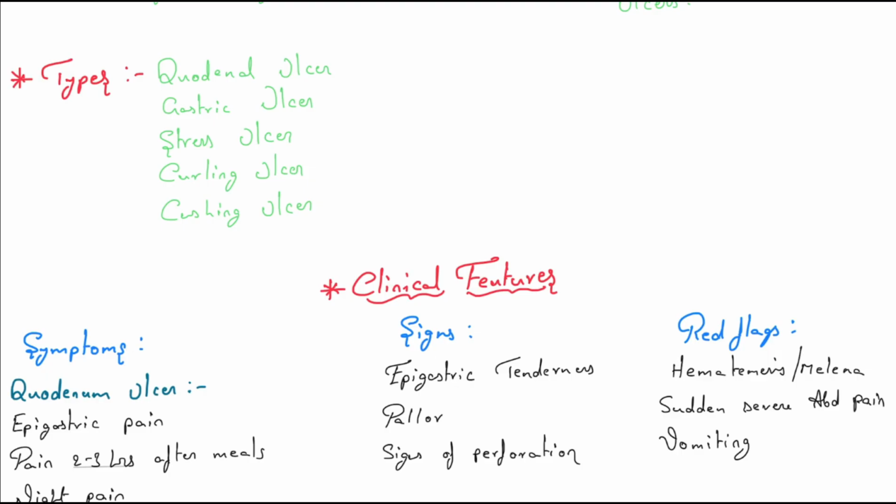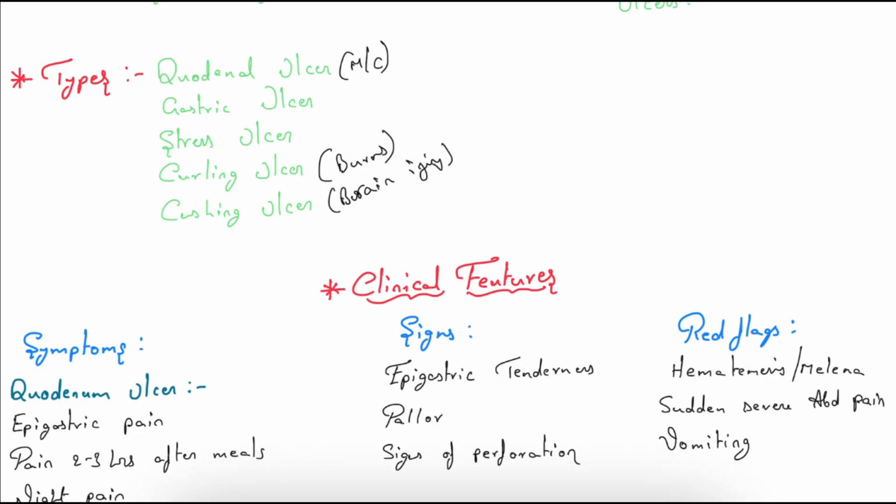We have some types of ulcers, that is duodenal ulcer. The duodenal ulcer is the most common ulcer. Next, we can see gastric ulcer and stress ulcer, and we can see Curling ulcer. The patient will get a Curling ulcer with burns. Next, we can see Cushing ulcers. Cushing ulcers mean the patient has had a brain injury. So that is Cushing ulcers.